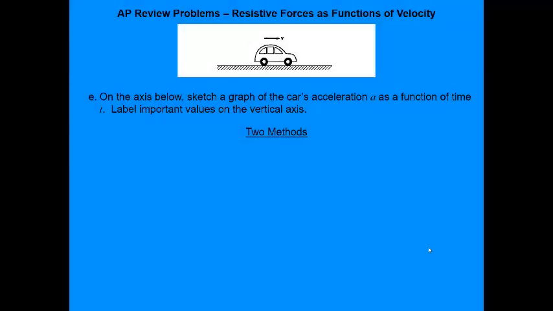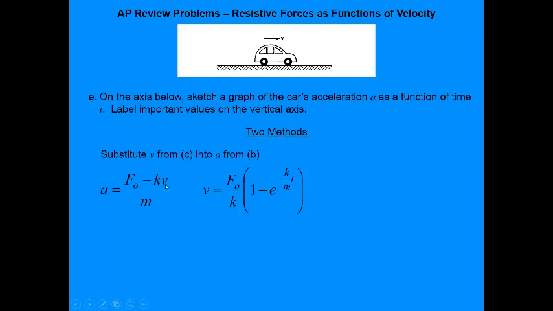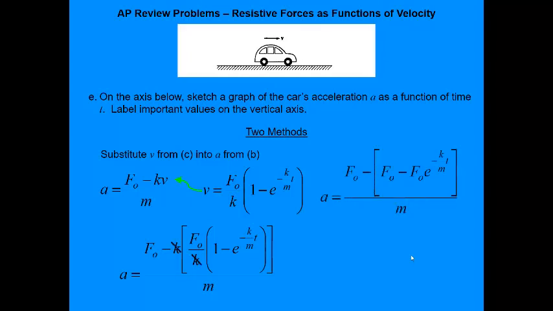Method 2 actually doesn't require any calculus. We've already got the velocity function. We've also got the acceleration as a function of velocity. Substitute. You've now eliminated velocity and entered the time as a factor. And now we just need to do some algebra. The k's cancel. We get this thing. Notice when we put this negative through, F_0 minus F_0 is 0. And so we're left with the function that we got before. This negative and this negative cancel out, so we get this.